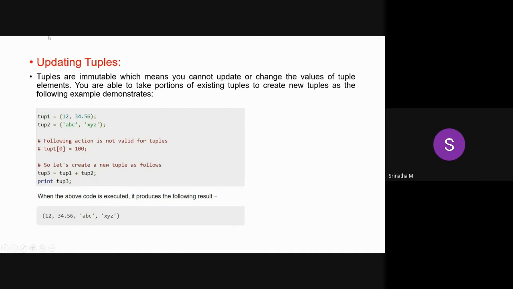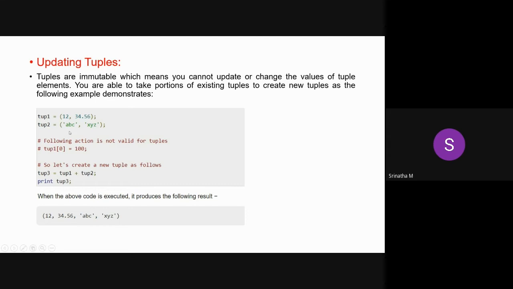Let us understand this one. You created two tuples here, one with an integer and float, followed by two strings. You are trying to change the first value of tuple 1 with 100. This will lead to an error. If you try this code, you will end up with an error, that is, the following action is not valid for tuples. You cannot change it explicitly by assigning the value like this. So let us create a new tuple as follows: tuple 3 is equal to tuple 1 plus tuple 2. Concatenation you can do, but you cannot modify the existing tuples.